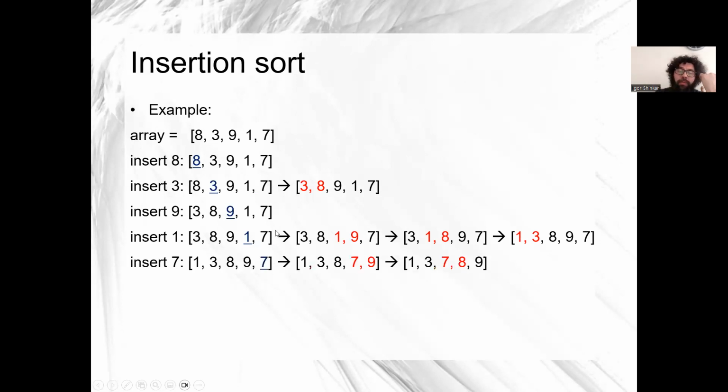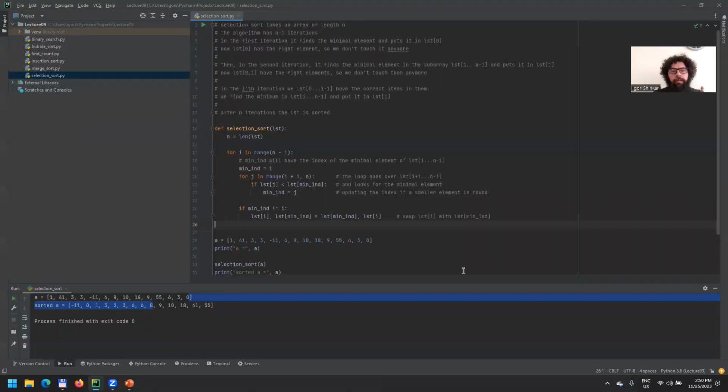And then we want to insert 7. How do we insert 7? 7 swaps places with 9, swaps places with 8, and then, found the right place. So this is your insertion sort algorithm. In each iteration, we take the next item, list in position i, and we push it to the right place in the sorted array.